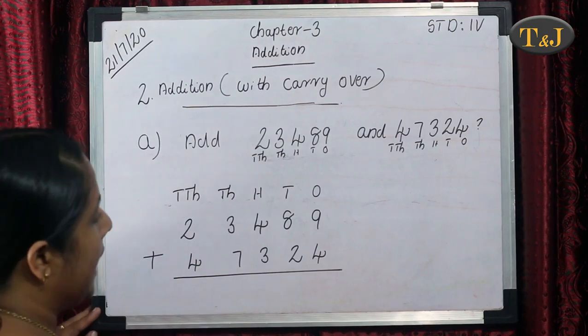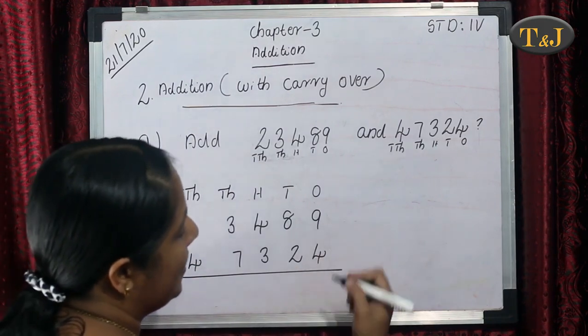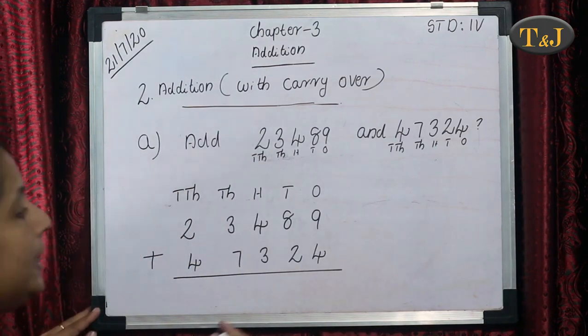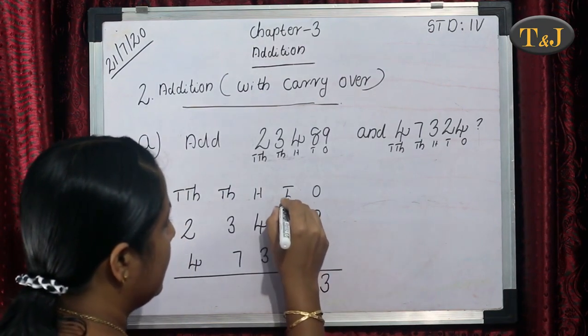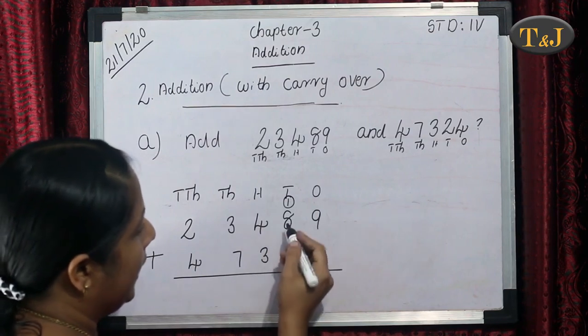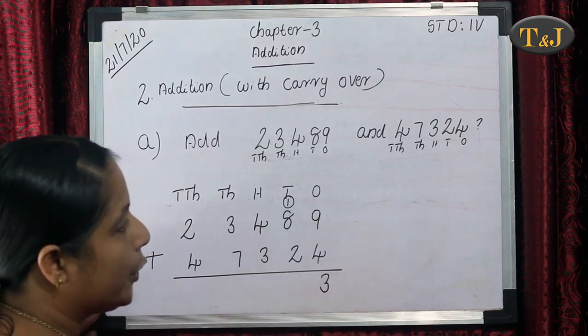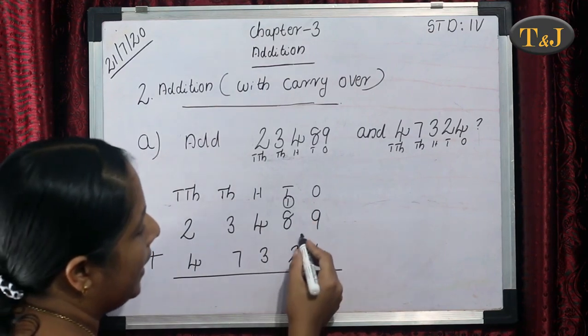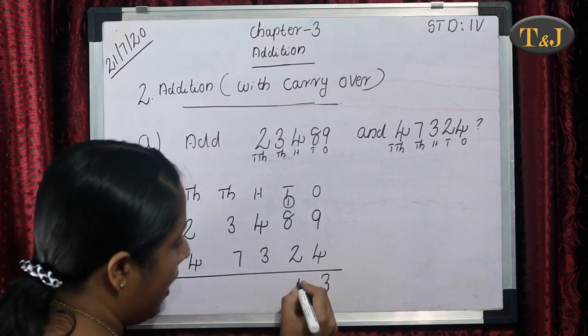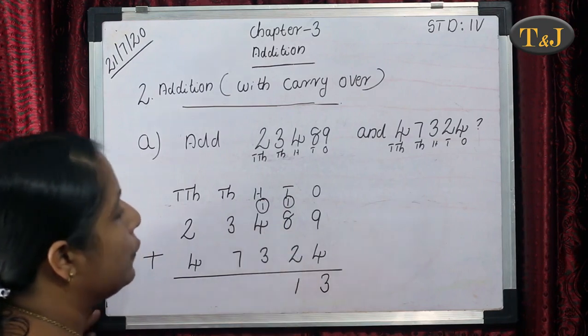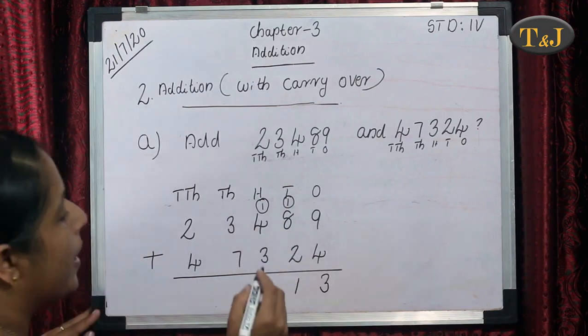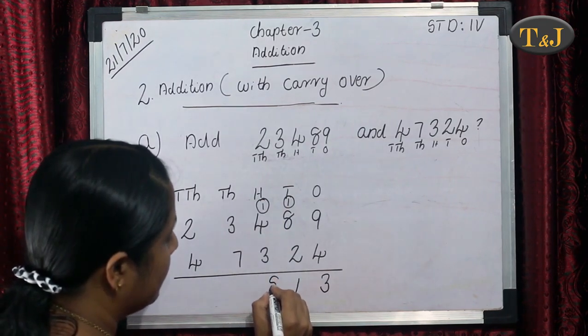Okay, then we are adding these numbers, that is 9 plus 4. 9 plus 4 equals 13. Then we write 3 and put 1 as a balance here. Then we are adding 8 plus 1. 8 plus 1 equals 9. Then adding 9 plus 2. 9 plus 2 equals 11. Then 1 balance. Then adding 4 plus 1. 4 plus 1 equals 5. 5 plus 3 equals 8.